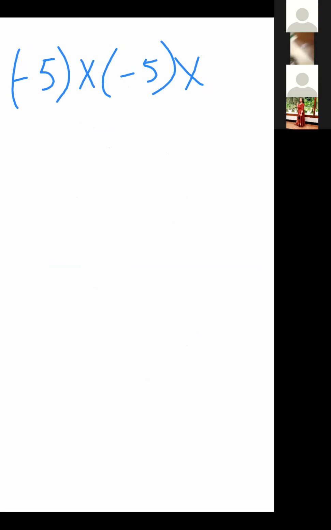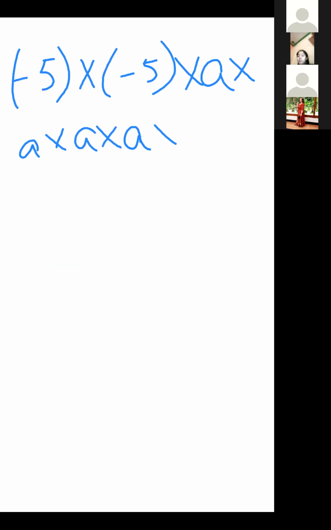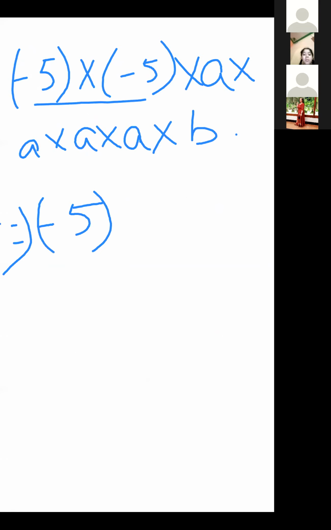Okay. See one more. Listen very carefully. First see here. -5 into -5 into a into a into a into a into b. Now how do you write? The alphabets are different. So -5, how do we write the answer? -5 how many times? 2 times. So we write 2 here. A how many times? 4 times. So we write 4 here.